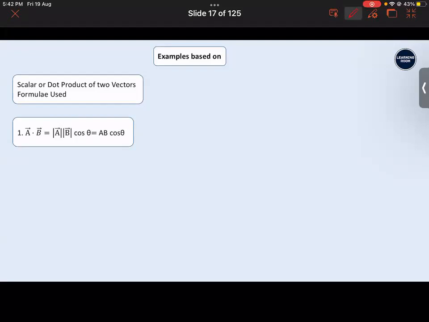Now see. Examples based on scalar or dot product of two vectors. We are going to solve some problems. Before that, I'm going to summarize all the formulae that we have discussed till now.